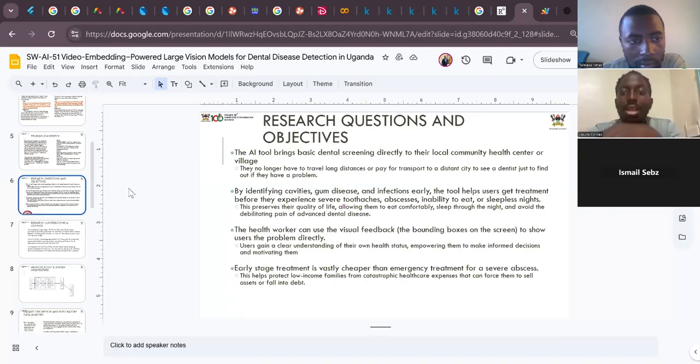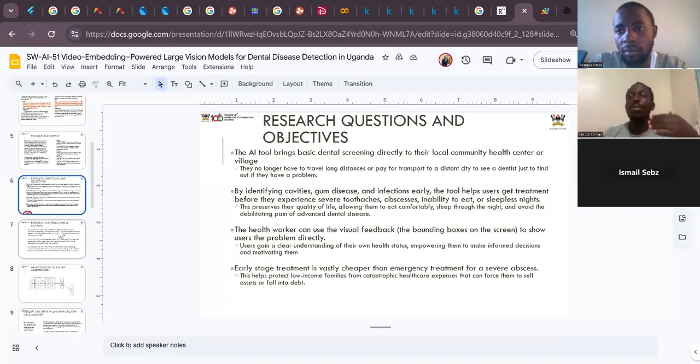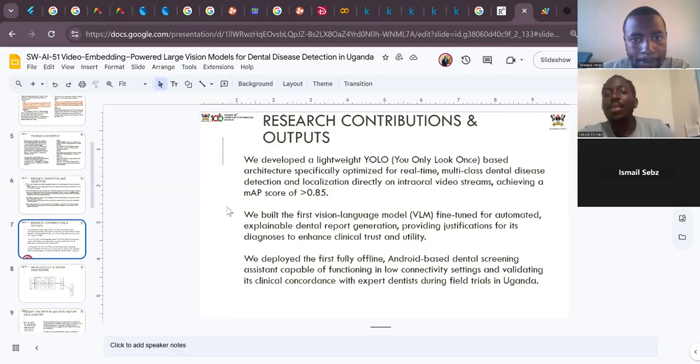Then health workers can give visual feedback to a patient. After taking a picture, instead of a doctor telling you, oh, you might have X, Y, Z, they have proof like, okay, this is where the problem is, and here is how you can solve it using the video they got from your teeth. So it gives the patient more confidence in the doctor. And early stage treatment is much cheaper than severe treatment. So for the output, we're going to use an architecture optimized for real-time and multi-class disease detection.